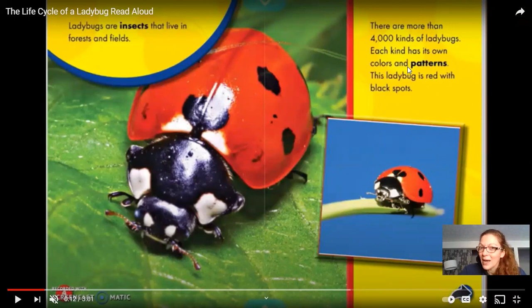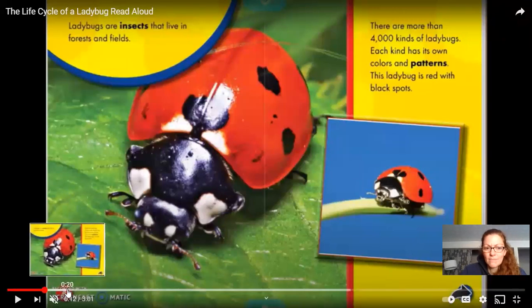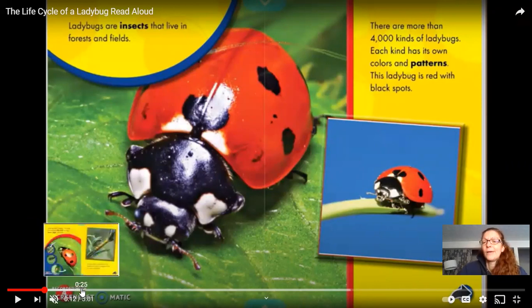That means we're going to find them in a special section in the back of the book called the glossary. Now, you should have heard about that yesterday with your teacher. So today, we're going to look at the glossary when we get to the end, and we're going to see if we can find these words, insects and patterns. All right, so we have a lot to look out for today, right? We're looking for the life cycle of the ladybug and more keywords that go in the glossary. Okay, let's learn about the ladybug.